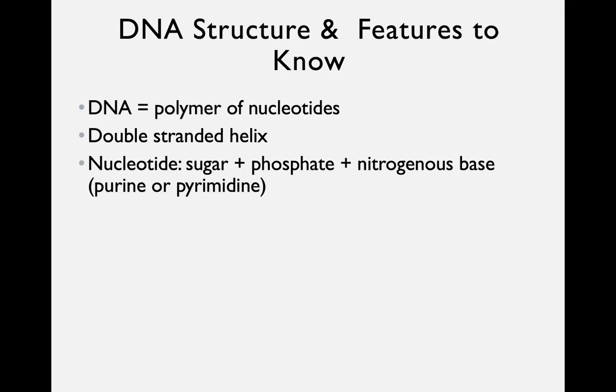What is a nucleotide? It is made up of three parts. Like I said, a sugar, a phosphate, and a nitrogenous base. The nitrogenous base is either a purine or a pyrimidine. The phosphate's always the same, it's just a phosphate group. And the sugar is always the same, it's deoxyribose. That's the name of the sugar. The only thing that changes is the nitrogenous base from one nucleotide to the next.